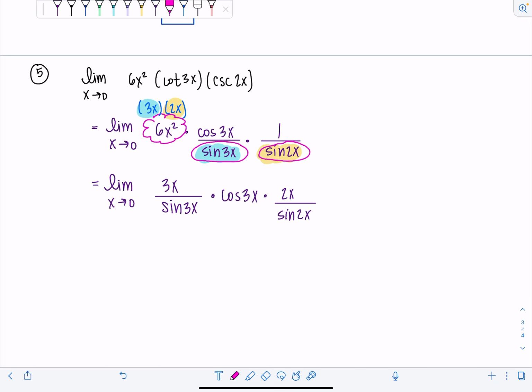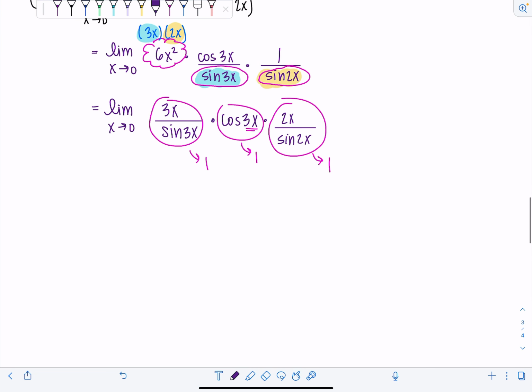Now let's see, can we evaluate the limit? So as x approaches 0, 3x over sine 3x will approach 1. Cosine of 3x, where's that going? 3x is going to 0, cosine of 0 is 1. And then 2x over sine 2x, that's approaching 1. So what do we have for our final answer? 1 times 1 times 1, which is just 1.